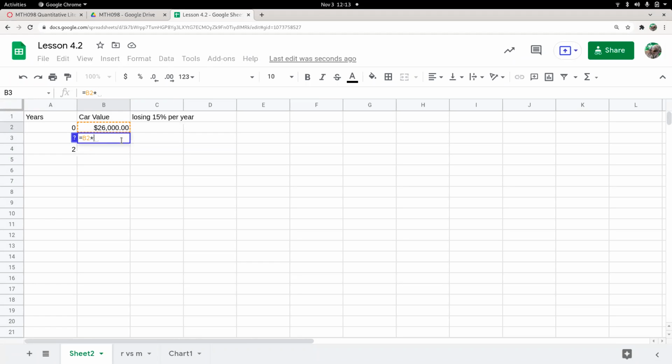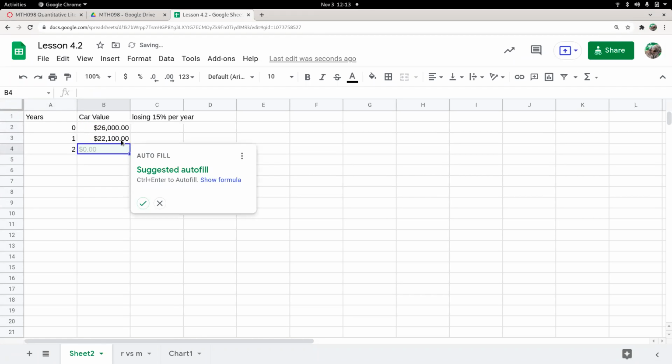Neater is just to say, hey, if we lost 15%, that means we keep 85%. So 0.85 is a decimal. So I'm just going to take the number above, multiply by 85%. That's my new number. Google says, hey, can I fill down for you? Not right now.